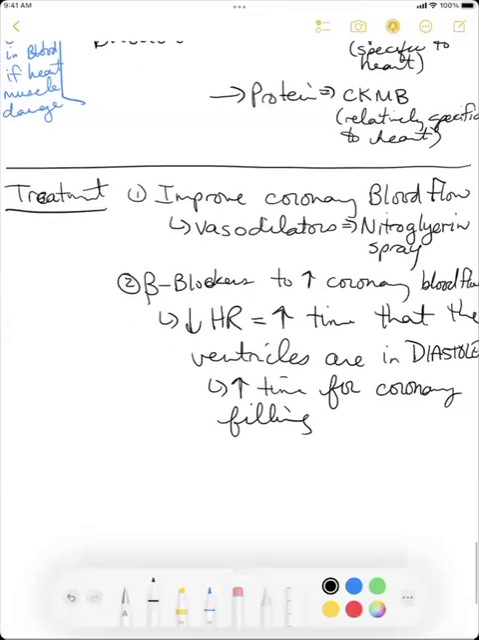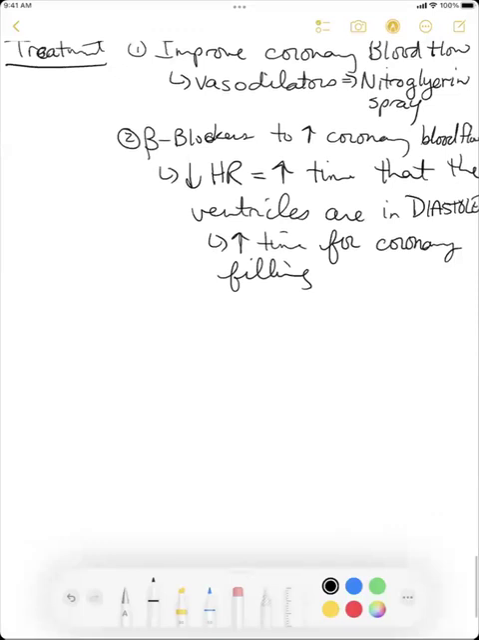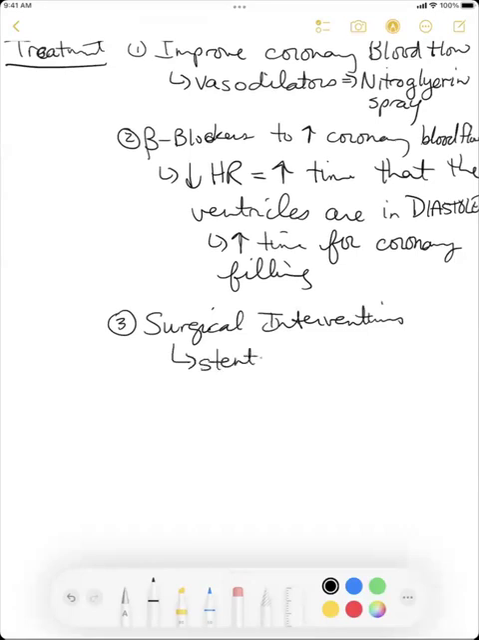We can do surgical things as well. The surgery that we do, there's two of them. One is minimally invasive. We can put stents in the blocked vessel. Okay.